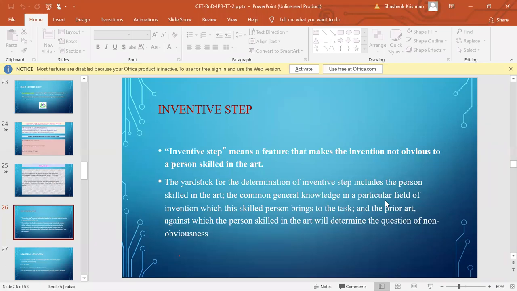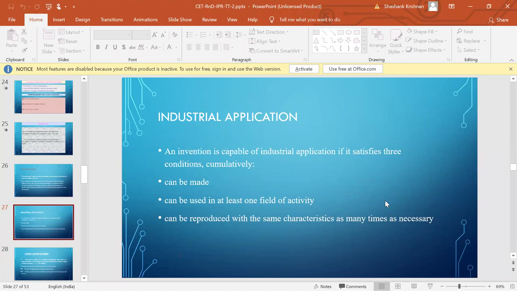Second is the inventive step, the second feature. That also is very important. As I mentioned to you, this should be non-obvious. If you have made something and it is something that is very clearly known to another person, then it cannot be patented again. It will lack the inventive step. Third is the industrial application. That means it should be usable and utilizable by the industry.